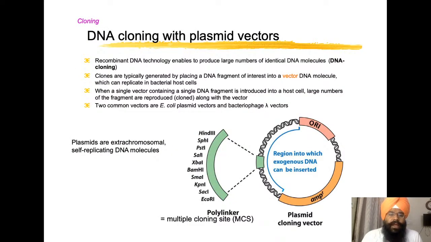There is a way of DNA cloning with plasmid vectors. In this, recombinant DNA technology enables the production of a large number of identical DNA molecules. Clones are typically generated by placing the DNA fragments of interest into a vector, a DNA molecule which can replicate in bacterial host cells. This is what your plasmid cloning vector looks like. You have polylinkers, multiple cloning sites, ampicillin resistance genes, and origins of replication. These are all things that are required.